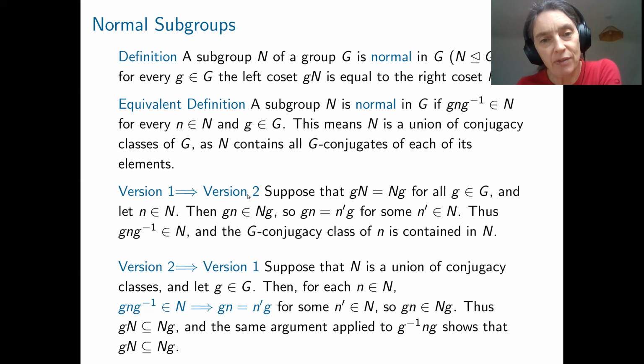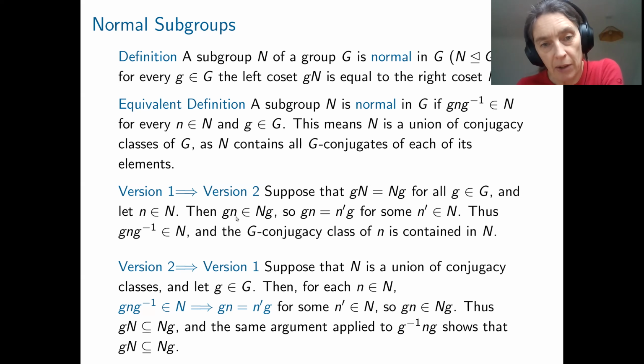So to see that the second version is a consequence of the first one, suppose we have a subgroup N that satisfies the first version of the definition of normality. So that gN is equal to Ng, the left coset and right coset determined by every element g are equal to each other. And let's say that we want to show that it then follows that this subgroup N contains all the conjugates of all of its elements. So let's give ourselves an element n of N.